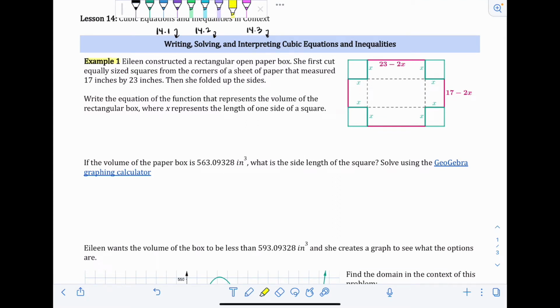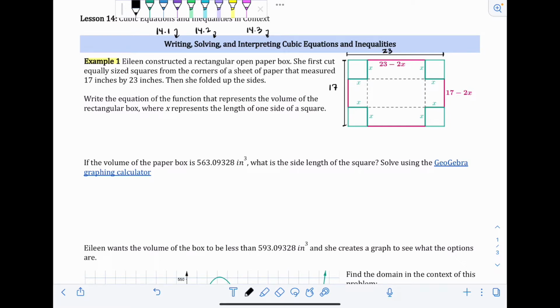Eileen constructed a rectangular open paper box. She first cut equally sized squares from the corners of a sheet of paper that measured 17 inches by 23 inches. Then she folded up the sides. So we took an entire piece of paper. You can see the picture on the right side, an entire sheet of paper that was 23 inches across and then 17 inches down, or tall, however you want to view it.